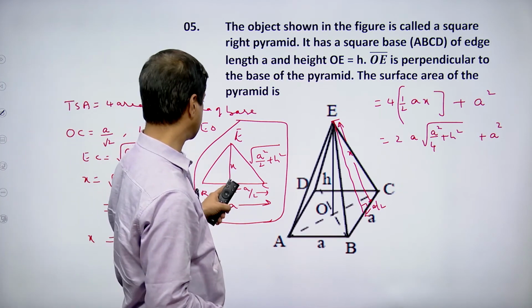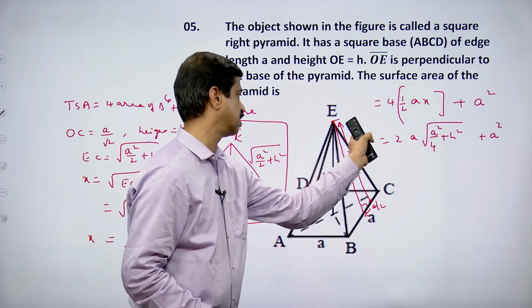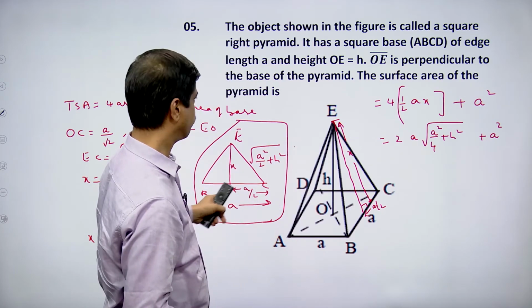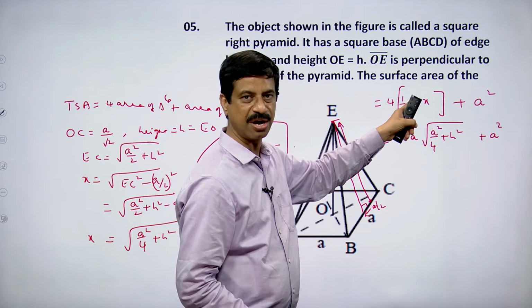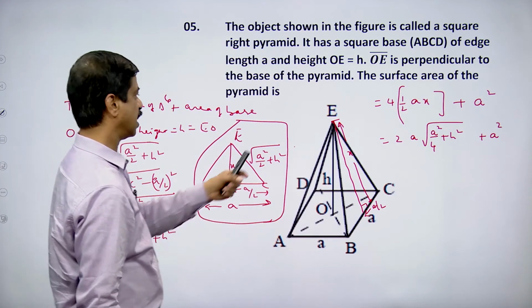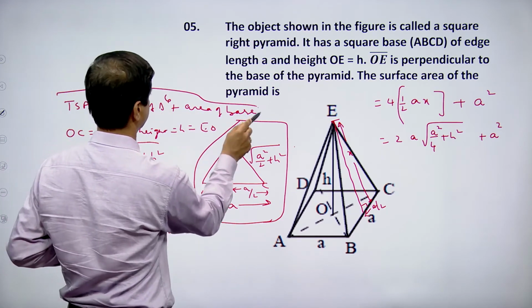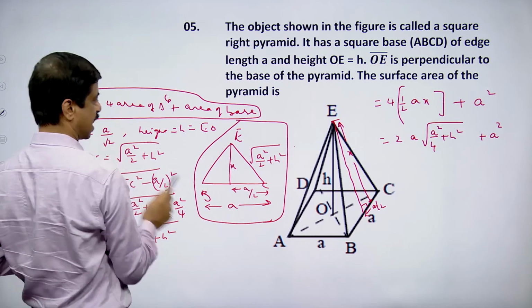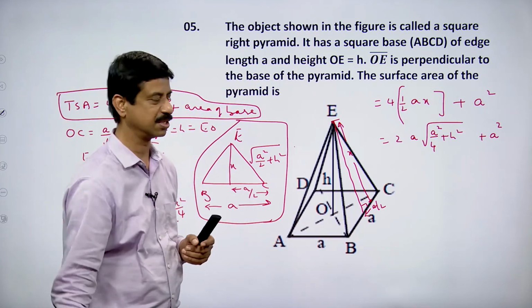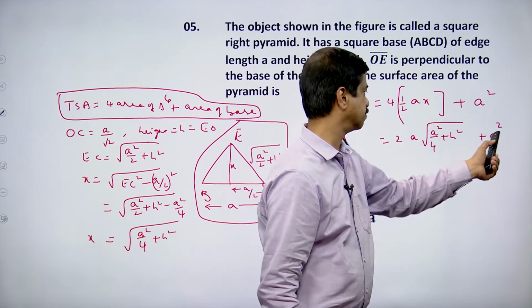So now, we have 4 triangles, one in the front, one on this side, one in the back, one on the left side. So 4 times area of triangle, which is half into base into height. So x value we know, and plus area of base, this is total surface area. 4 side triangles and 1 square base. So square area is a square. If you simplify, you'll get it like this.